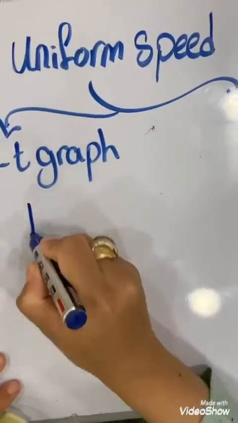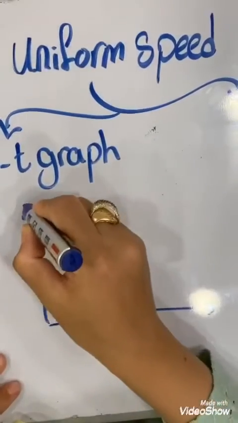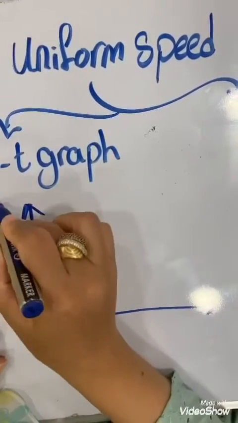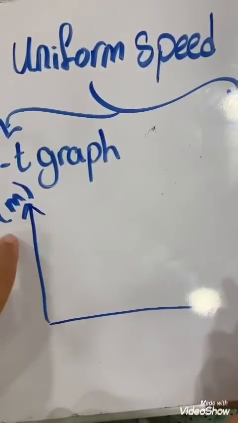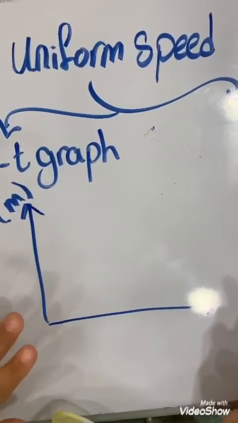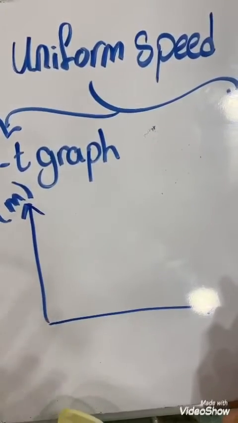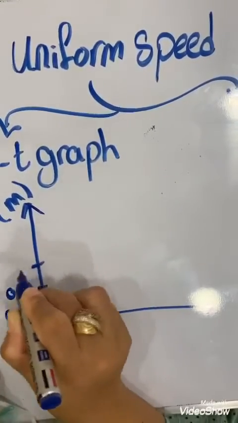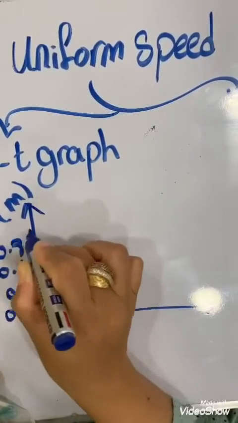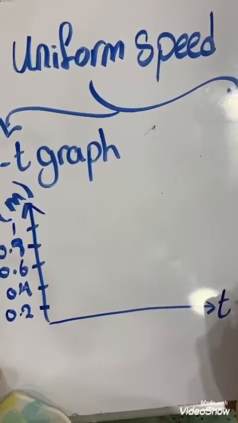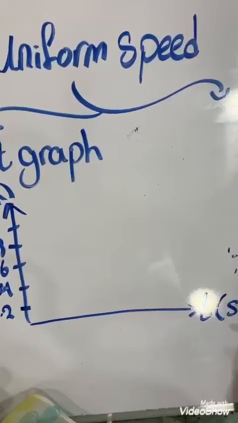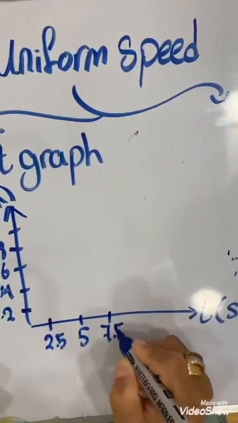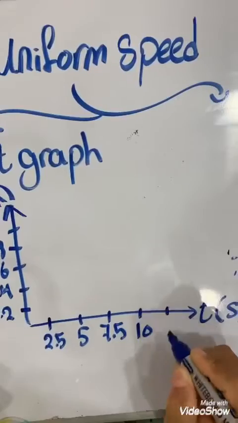Let's draw the y-axis and the x-axis. Okay, we have 0.4, 0.6, 0.8 and 1, which are represented by distance, unit meter. I have to divide the graph by the simplest form. So I will start with 0.2, 0.4, 0.6, 0.8 and 1. Okay, and the time by second, unit second. It will be designated by 2.5, then 5, then 7.5, then 10, then 12.5.